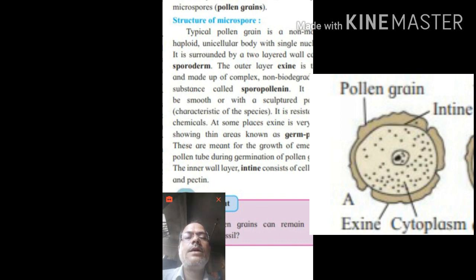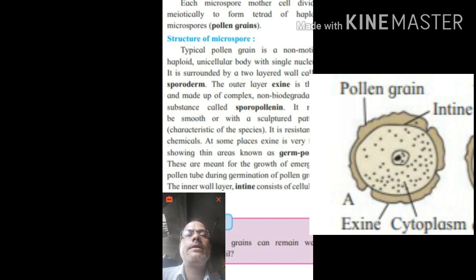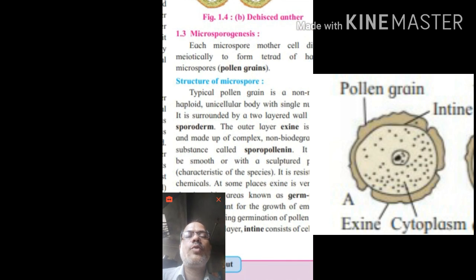This is the complete structure of the transverse section of the anther and the structure of the microspore, that is, the structure of pollen grains.